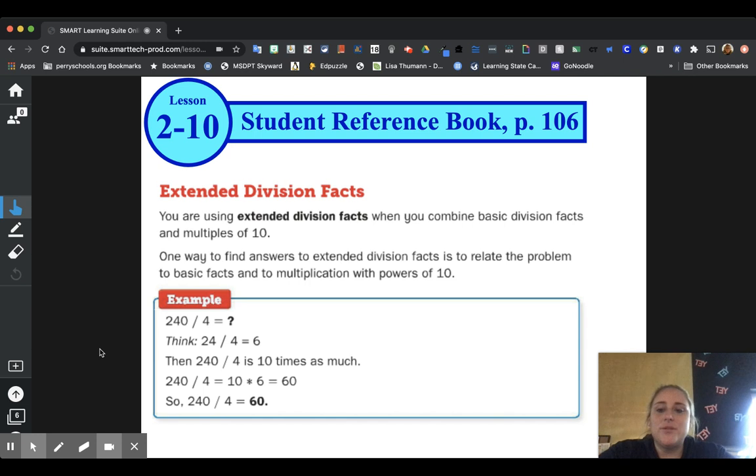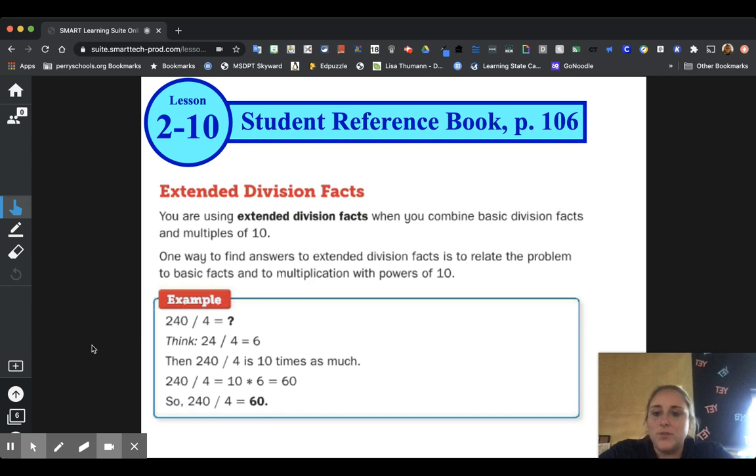So in the student reference book on page 106, we have extended division facts, and we're going to use extended division facts when we combine basic division facts and multiples of 10. So one way to find answers to extended division facts is to relate the problem to our basic facts and to multiplication of powers of 10.